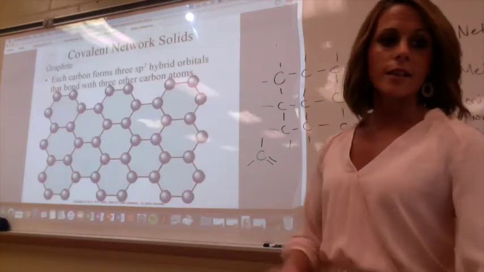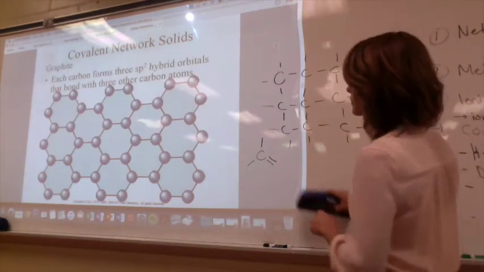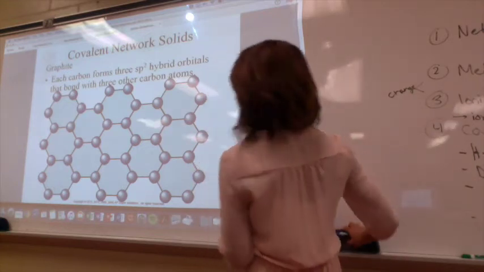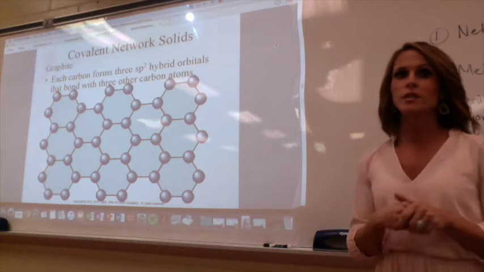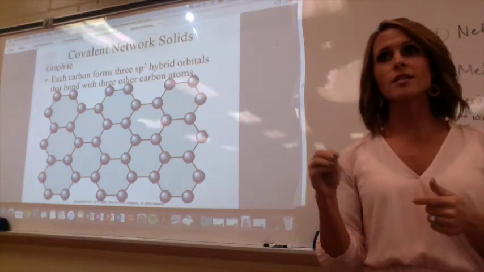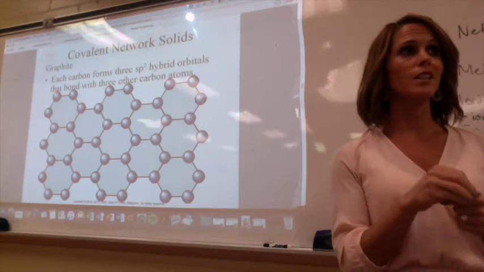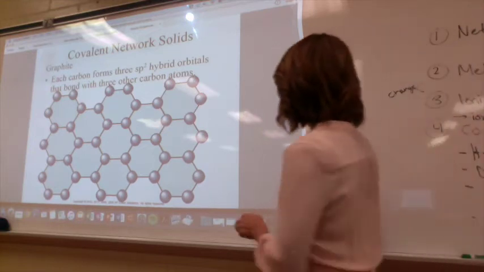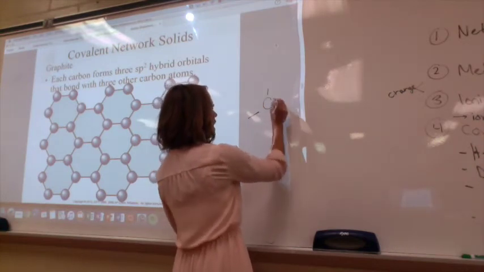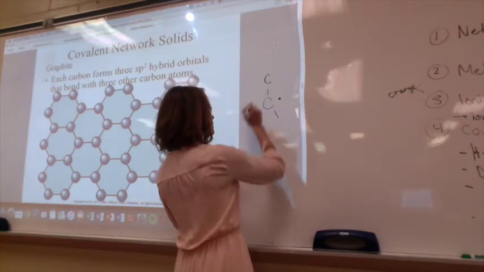The next slide is graphite. So after diamond, graphite is extremely strong. Graphite is in your pencil. So as you're writing right now with your pencil, you have covalent network solids. It is also carbon bonded, but 3 times. So it's carbon to carbon to carbon with sp2 hybridization, and it has a lone electron right here.